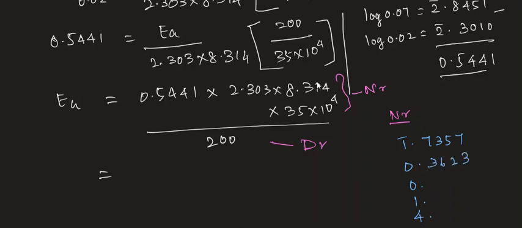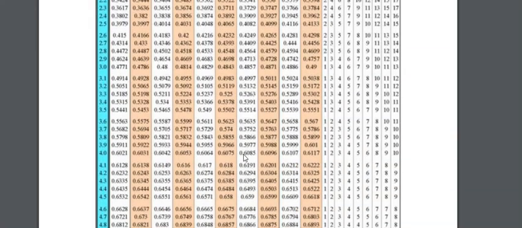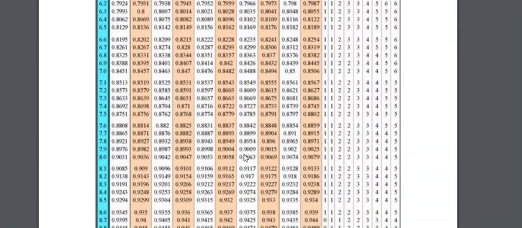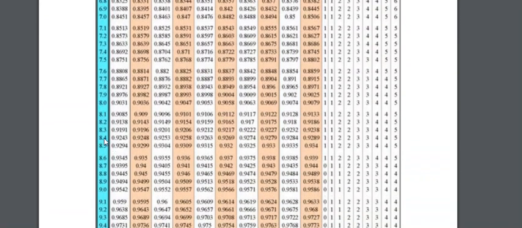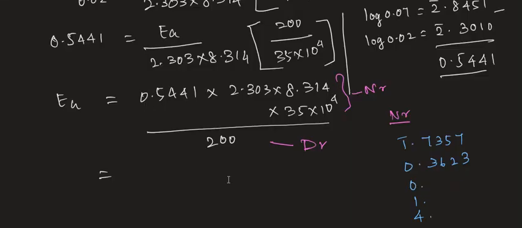And then 8.314. Go to 8.314. 8.31 gives 9196 and 4 is 2. So 9198, is it not? So 9198.